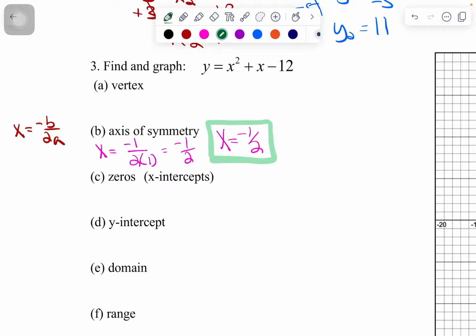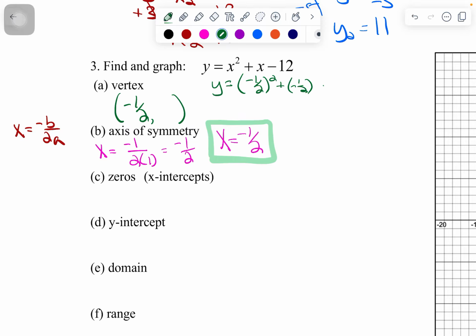Okay, so now, what does that tell us? We've got an axis of symmetry, so that's where the graph folds in half. But that also tells you half of your vertex. Specifically, it tells you the x value of the vertex. All right, so what we're going to need to do is figure out what y equals when x is equal to negative 1/2.